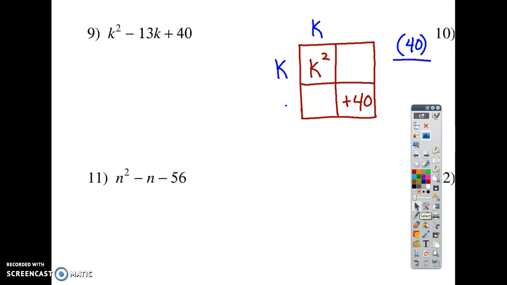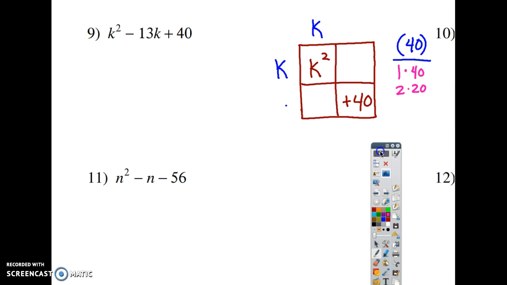So hopefully you were able to do this problem without my help, but if you weren't, let's see how you do this. So factors of 40. That means 1 times 40 gives you 40. 2 times 20 gives you 40. 4 times 10 gives you 40. 5 times 8 gives you 40. And those are the only factors.